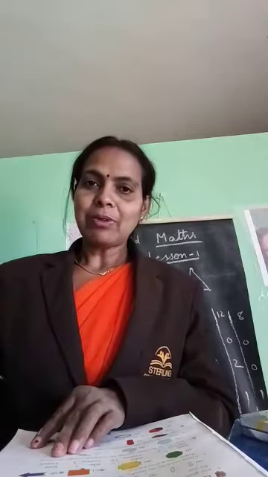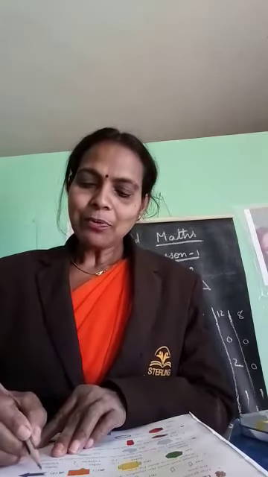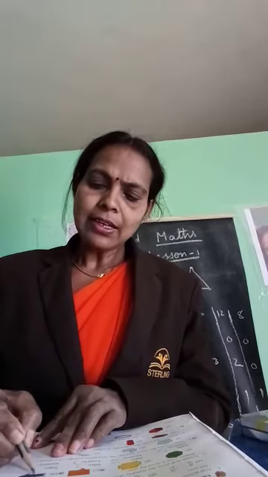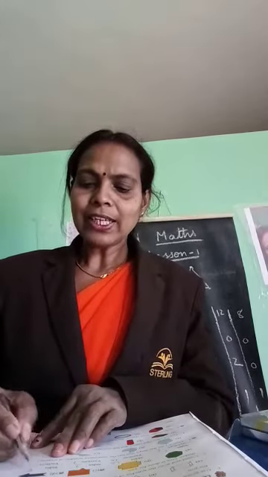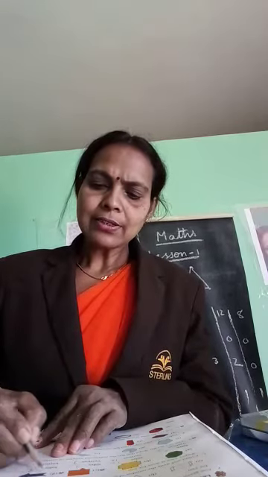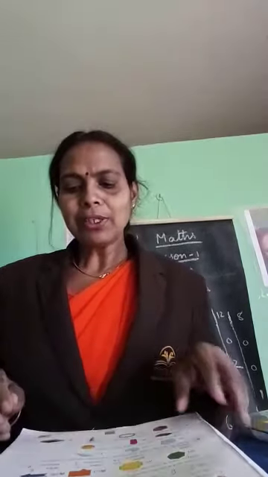Now this picture, arrow, how many sides are there? 1, 2, 3, 4, 5, 6, 7, 8. 8 sides are there. Vertex? 1, 2, 3, 4, 5, 6, 7, 8. 8 are there. So however many sides are there, we are seeing that many vertices or corners are there. Can you see?